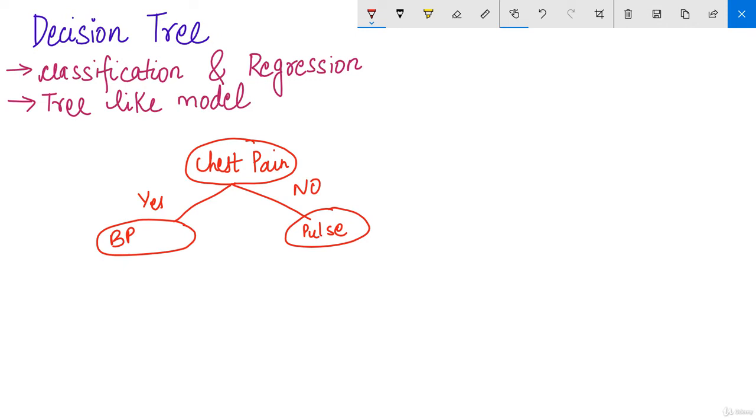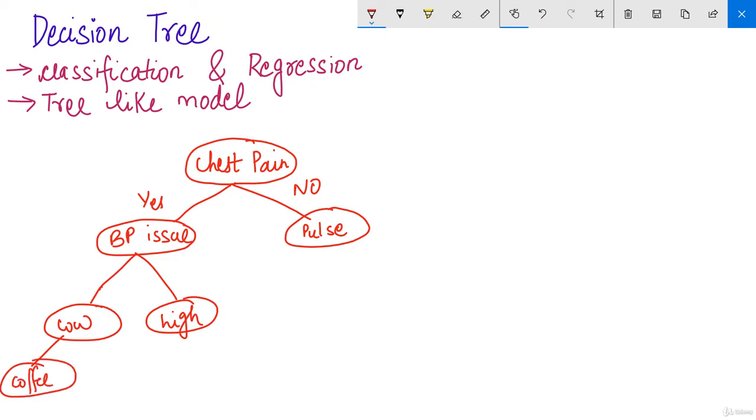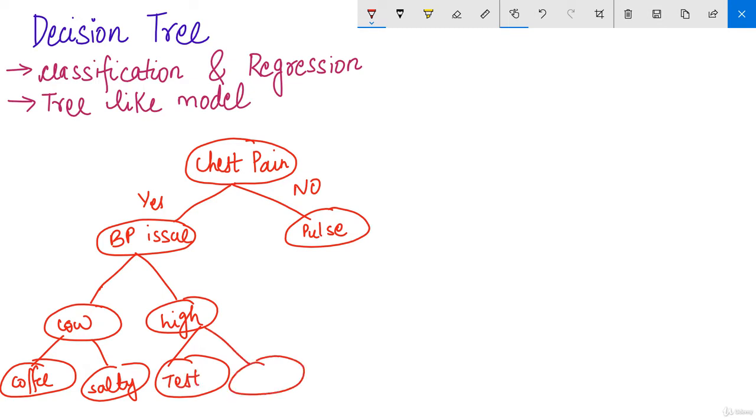So if you go to a doctor and say, doctor, I have chest pain, he will say, okay, let me check your BP. If there is a BP issue, then again there will be two branches. BP can be low, BP can be high. If BP is low, he will suggest, let's say, drink coffee and eat salty foods, whatever I know. And if BP is high, he will suggest going for a test, or let's do an ECG as well for chest pain. And if there is no BP issue, he'll check the pulse.